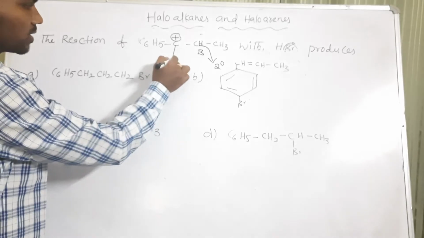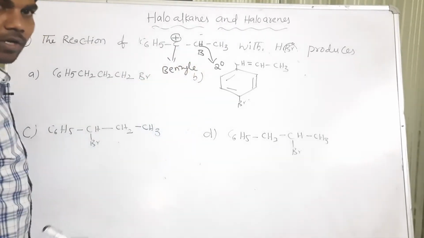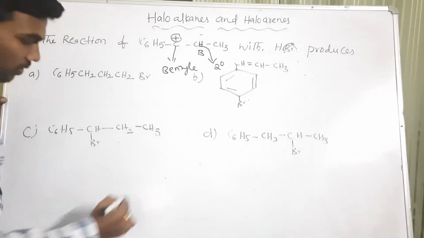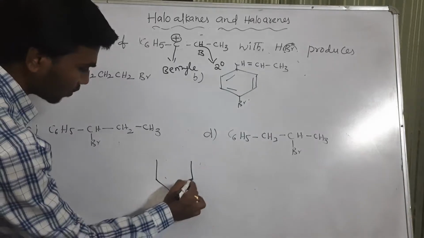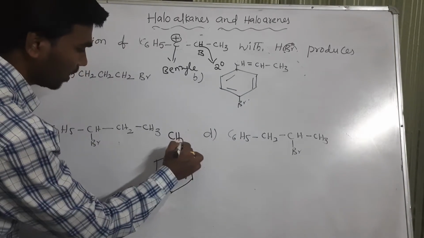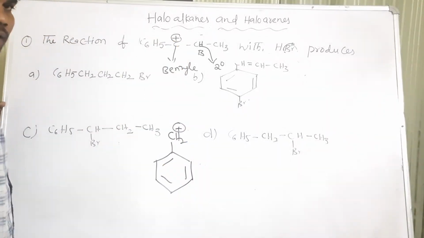This carbocation is called what? Benzyl carbocation. Compared with the secondary carbocation, the benzyl carbocation is more stable. Why is the benzyl carbocation more stable? Because of resonance structures. The benzyl carbocation gets resonance structures, so because of resonance, this carbocation becomes more stable.